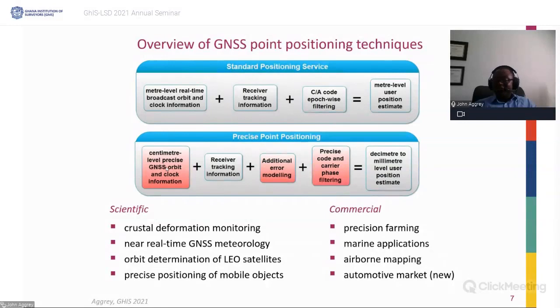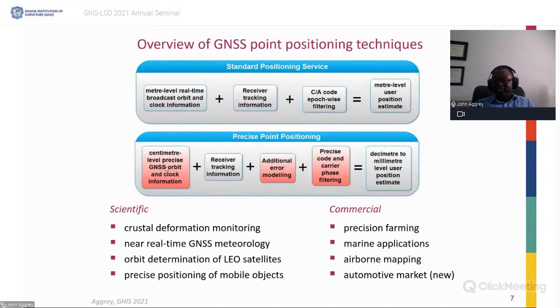That saves you a lot of money because the tractor knows exactly where each plant would be. It also knows how much water it must give to each plant. So you don't end up overwatering and spending a lot of money on your irrigation service. So that's one area that PPP is currently being used for.